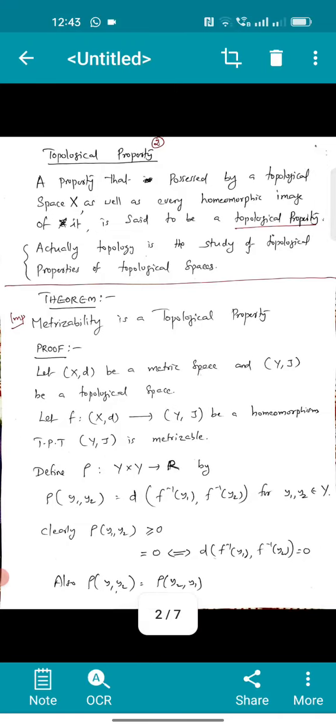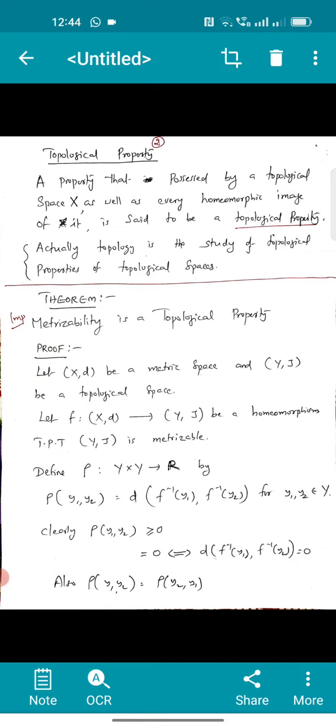We are going to study different topological properties in this section. Actually, topology is the study of topological properties of topological spaces. That's the most important thing. And metrizability, we are going to prove that metrizability is a topological property. A theorem is given, the most important theorem: metrizability is a topological property. We can go through the proof of it.